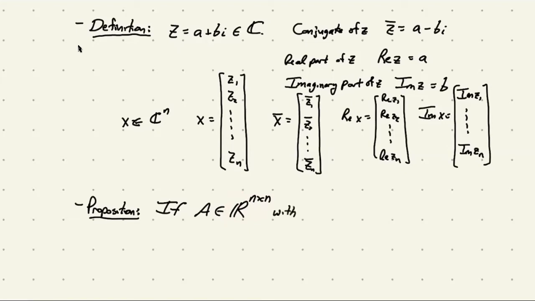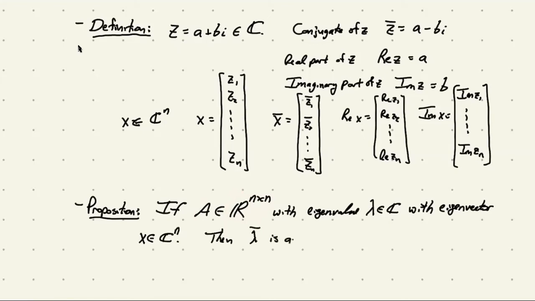All right. So A is a real valued n by n matrix with an eigenvalue lambda in the complex plane with eigenvector x in Cn. Then lambda bar is an eigenvalue with eigenvector x bar.